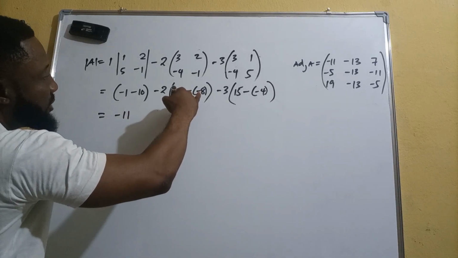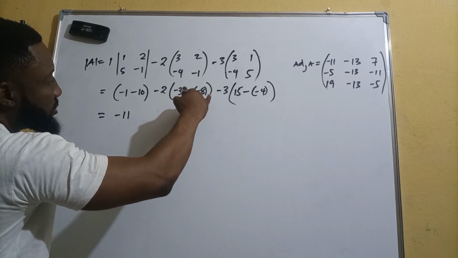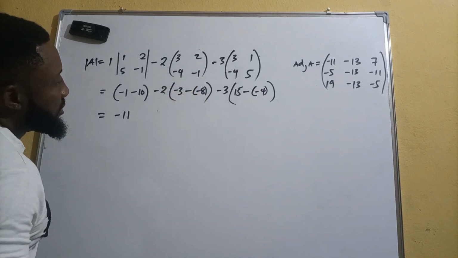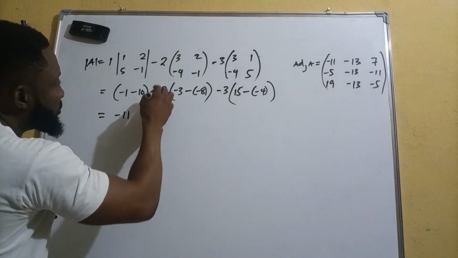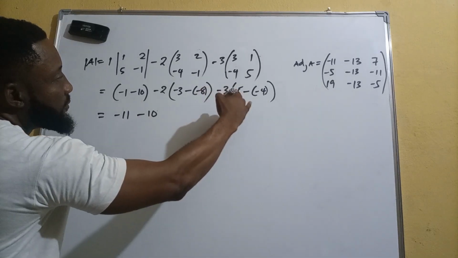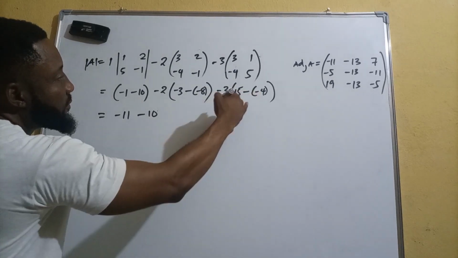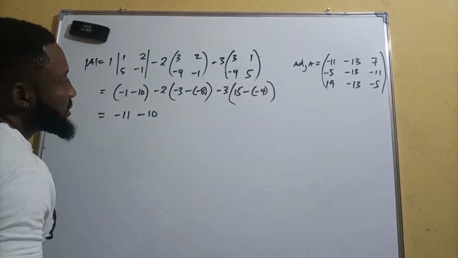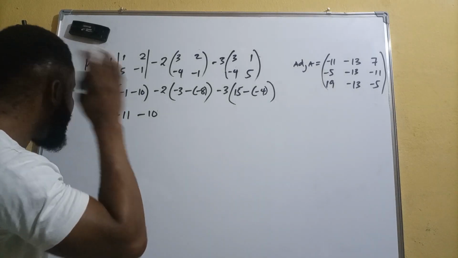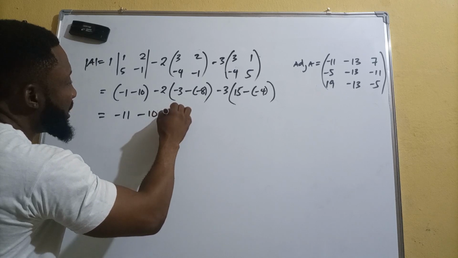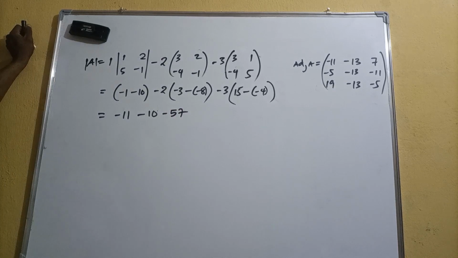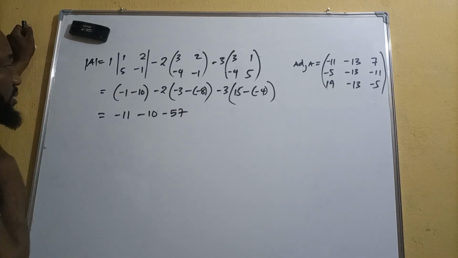Coming to this point here, minus times minus will give me plus. Minus 3 plus 8 will give me 5. 5 times minus 2 will give me minus 10. Now we have minus times minus, which will give me plus. 15 plus 4 is 19. 19 times 3 is going to give us minus 57.